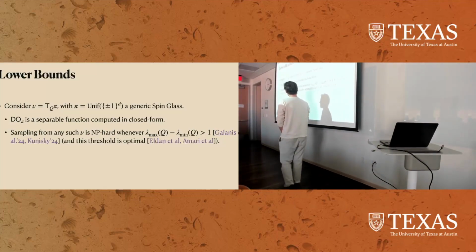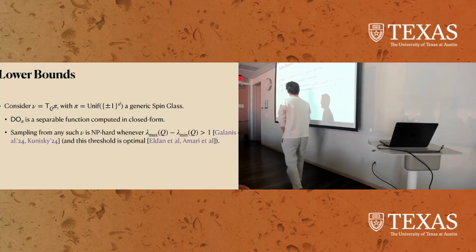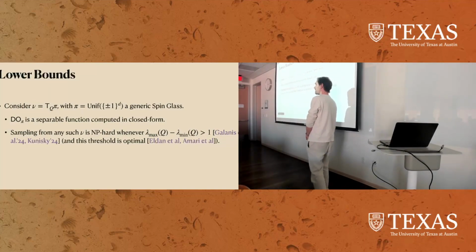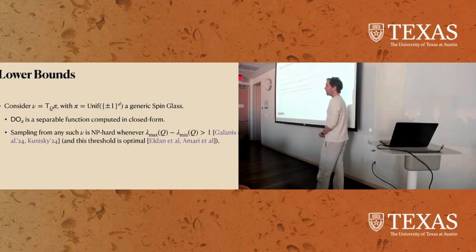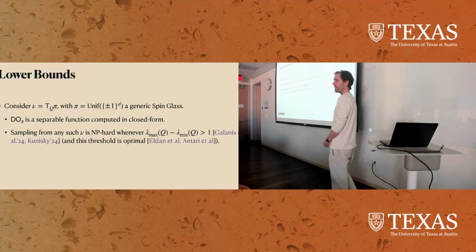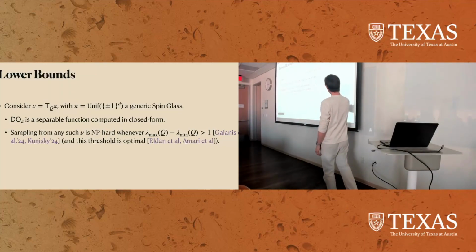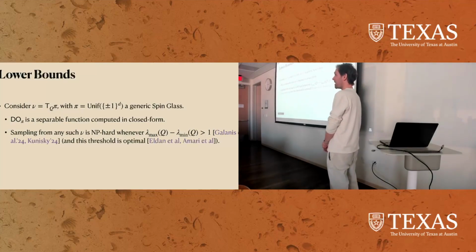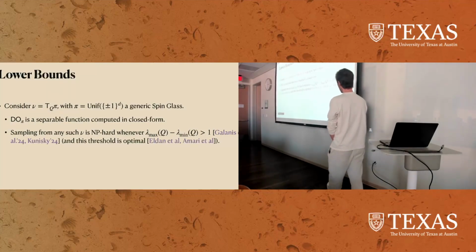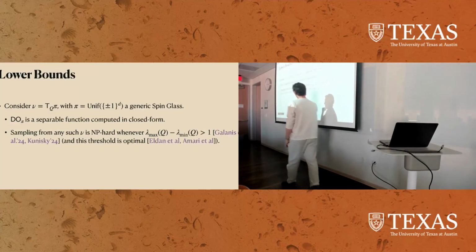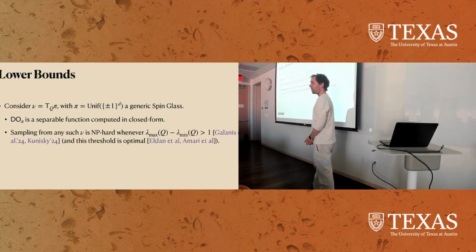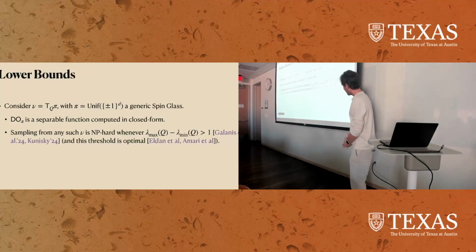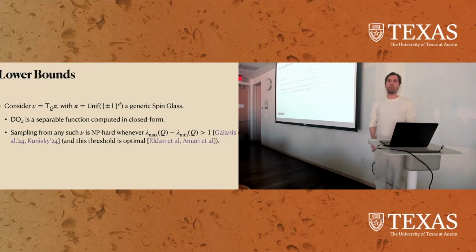Yet, if I want to sample from a spin glass, I have a result that in fact is an NP-hardness result. As soon as the difference between the largest and the smallest eigenvalue of the quadratic form that is defining the likelihood is bigger than 1, then I have a problem that is NP-hard. This is a recent result by Daniel Alaniz, also building from a very beautiful lower bound using the low-degree polynomial framework by Tim Kunisky. We're going to talk later about how this threshold, in fact, cannot be improved. This is the right threshold for NP-hardness.